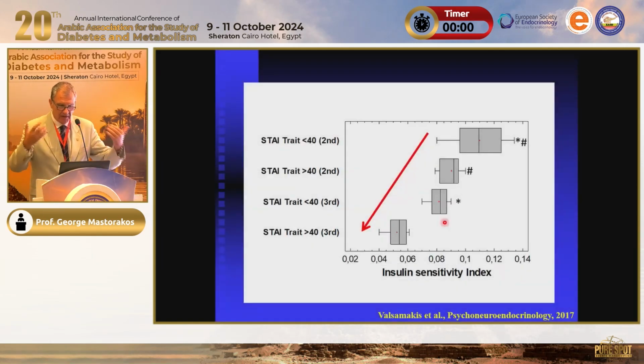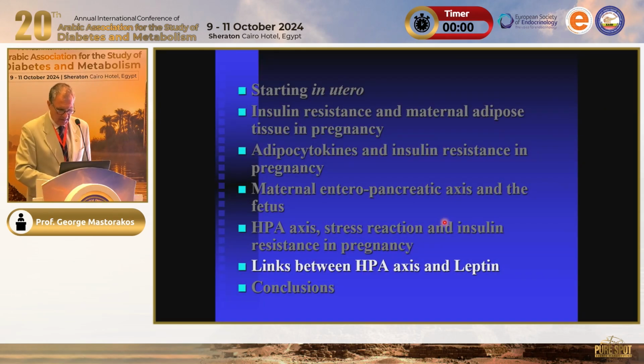And final slide, you can see that the more the mother is stressed, the more the insulin sensitivity goes down. This data, published in 2017 in Psychoneuroendocrinology, have convinced at least our team that when you have a stressed mother, the increase in her cortisol will lead to decrease of insulin sensitivity index, and this is a functional cause of development of hyperinsulinemia.